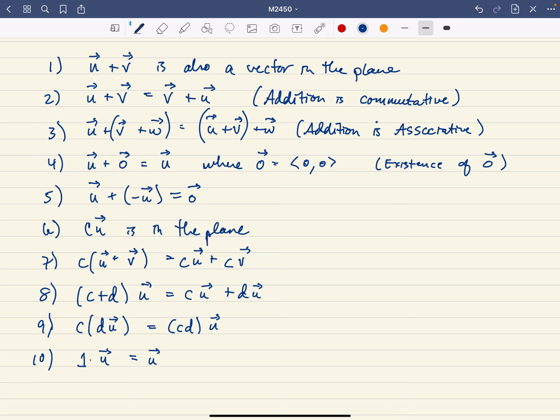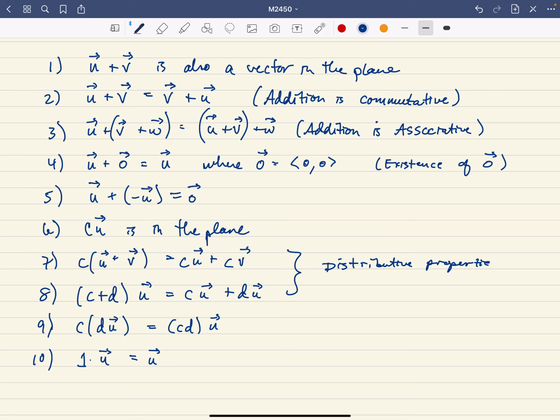7 and 8 are distributive properties. So if you distribute a constant across a sum of two vectors, or if you distribute a sum of constants across a vector, you get what you expect, basically. So those are both distributive properties. That I better write down. So these are distributive properties.